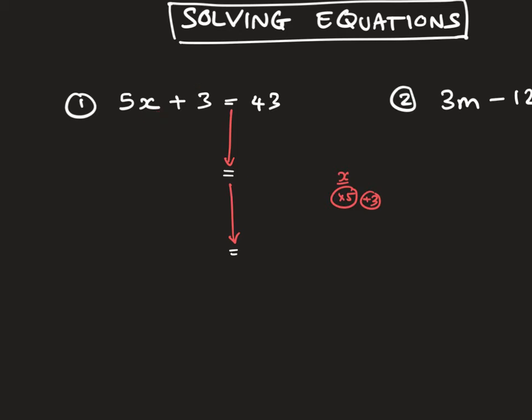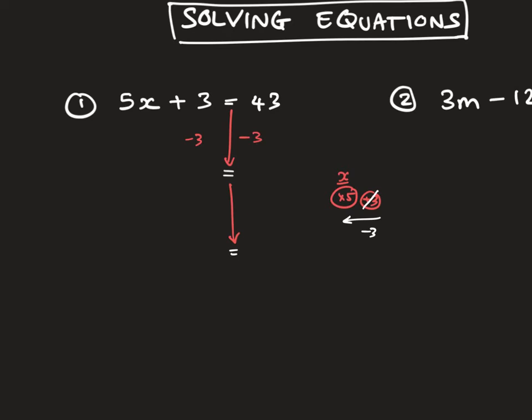Like pass the parcel, where you were unwrapping those outer layers, we need to get rid of the last thing that was done to it first. So in this case, we're going to work backwards through these operations. The opposite of adding 3 is subtracting 3. So we subtract 3, but we have to do it to both sides.